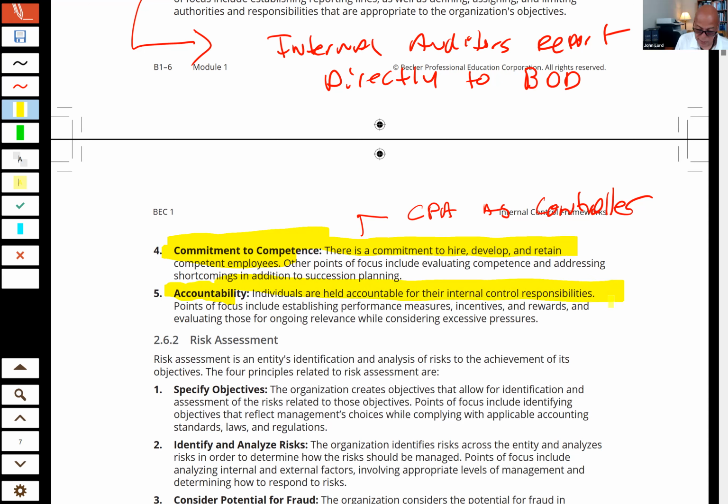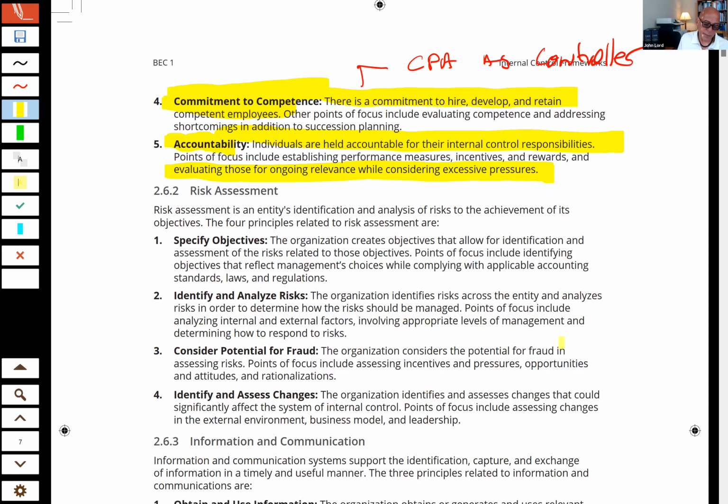That's why it is important that we do what? That we communicate those responsibilities and evaluate those for ongoing relevance while considering pressures and whatnot. So keeping folks accountable. Okay, so that's the control environment. Risk assessment. Okay, we start to take a look at the risk assessment, and it is up to the entity to identify and analyze risk.